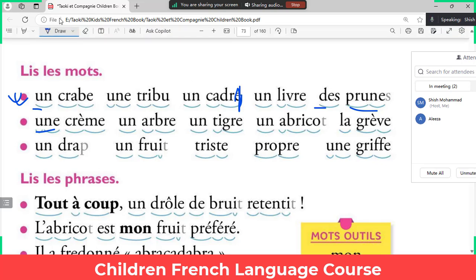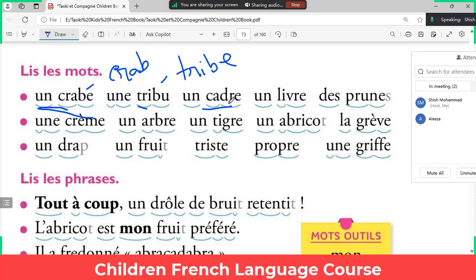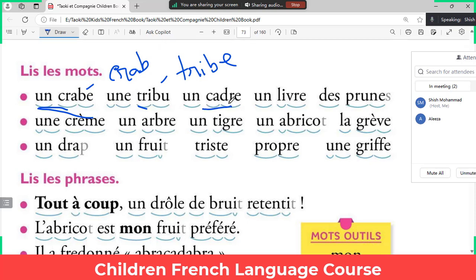Okay. Yeah, so I would like to give you some more vocabulary. Please write them down. Okay, so write with this article, okay? The whole word. Un crabe. Crab is crab, okay? C-R-A-B. And un tribu. Tribu is tribe. Okay, finish writing.